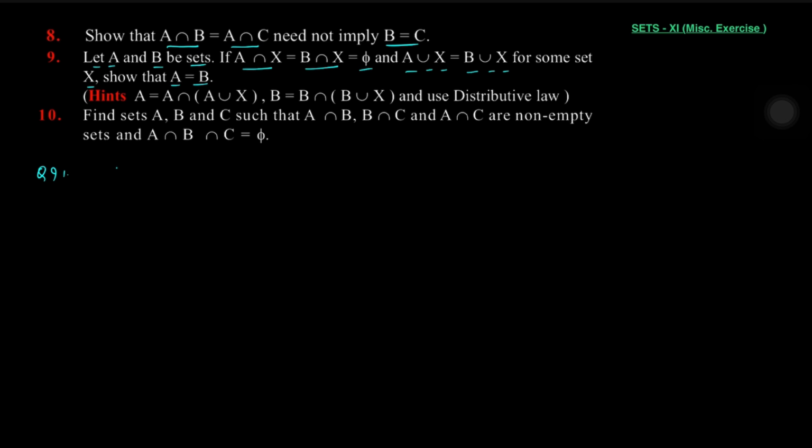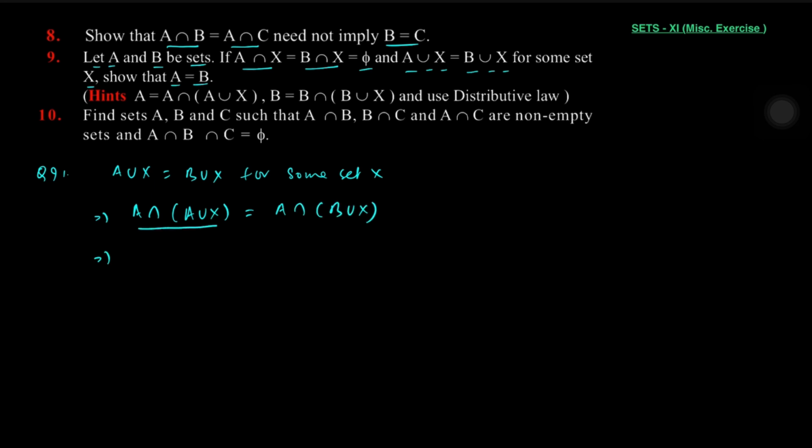So here we have A union X is equal to B union X for some set X. Now let us use A intersection on both sides. That is A intersection (A union X) is equal to A intersection (B union X). Now this set will be equal to set A. On the right side we'll be applying the distributive law, which is (A intersection B) union (A intersection X). So this is the distributive law.